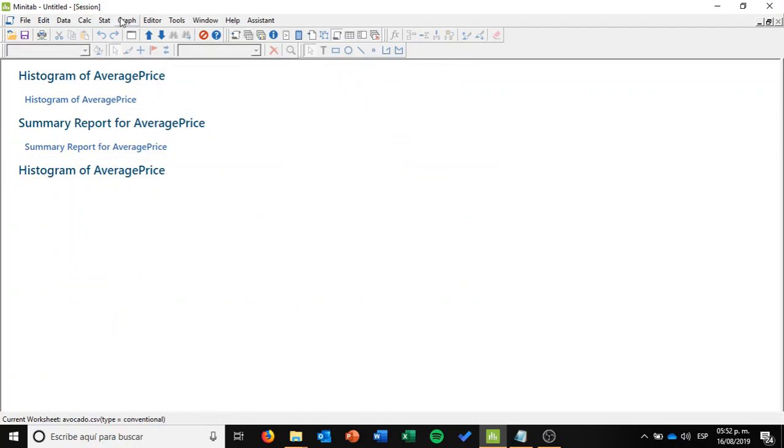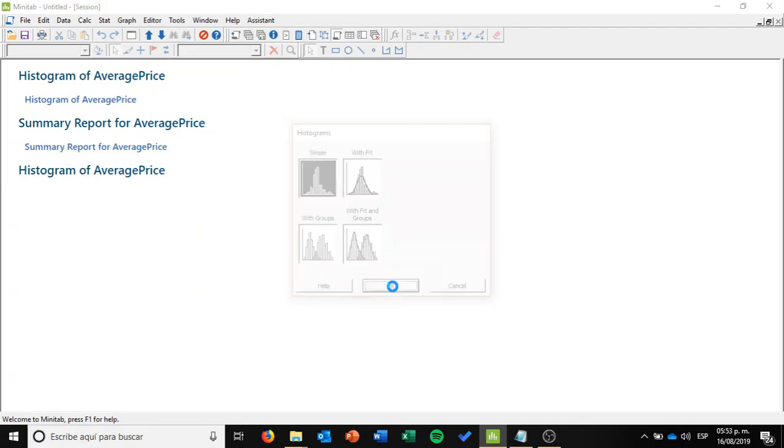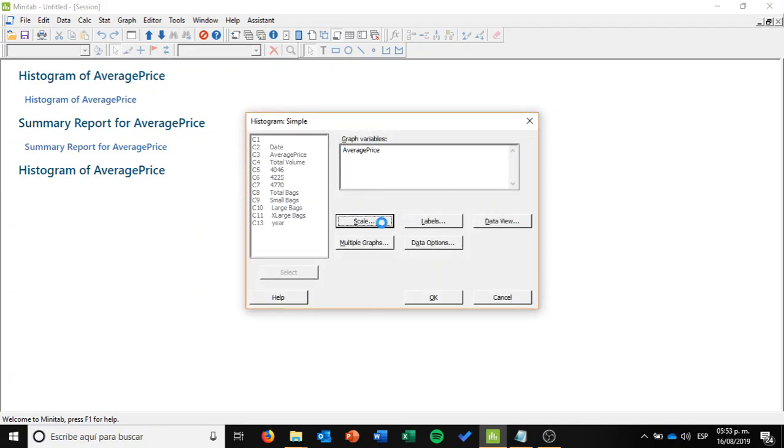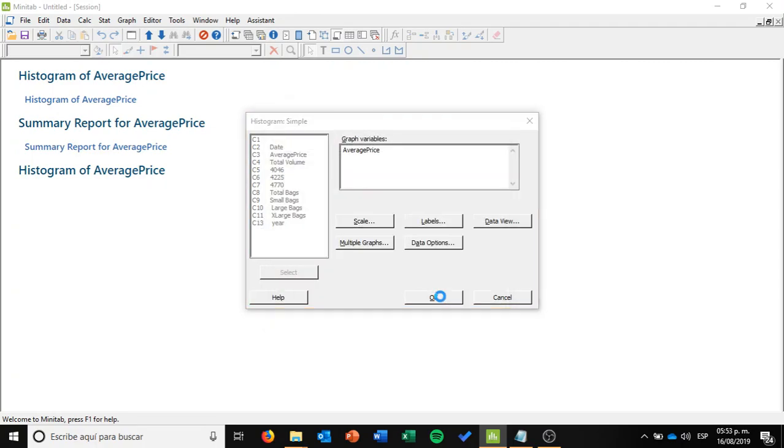And I'm going to repeat with Graph, Histogram. Everything is again already in there. The reference line is not going to be at the Y-axis. I want it on the data values, 1.04. So look at what is going to happen now.